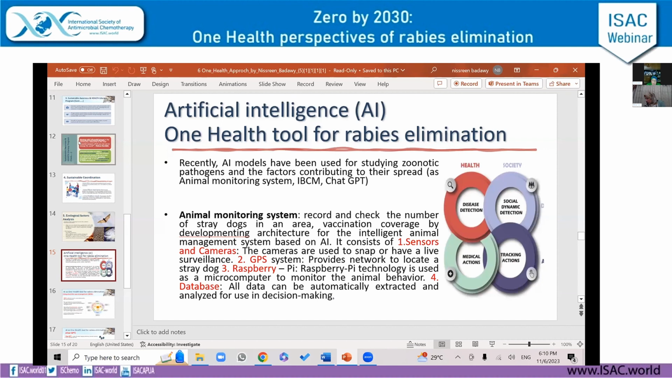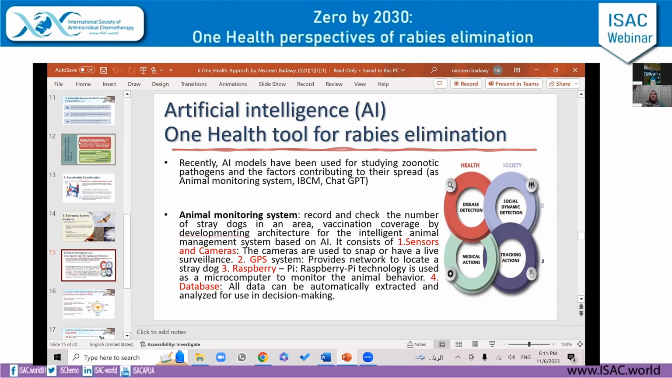One of these modalities is the animal monitoring system, to record and check the number of stray animals in a specific geographic area, and vaccination coverage, and also animal attitude and animal behavior. It consists of multiple components such as sensors and cameras to snap the animal in a live position. If it is live surveillance, this is one of the biosurveillance methods. Another surveillance of animal immune status is serosurveillance and determination of protective antibodies in the animal.